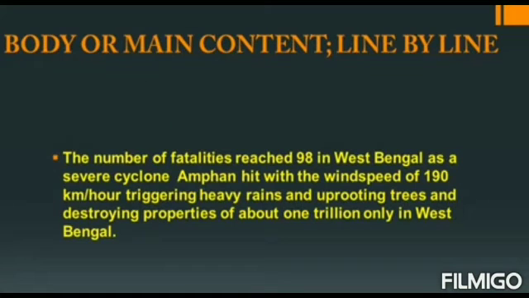Now we start the first introductory paragraph of the report. The number of fatalities reached 98 in West Bengal as severe cyclone Amphan hit with a wind speed of 190 km per hour, triggering heavy rains, uprooting trees and destroying properties worth about 1 trillion in West Bengal. So keep in mind that point.